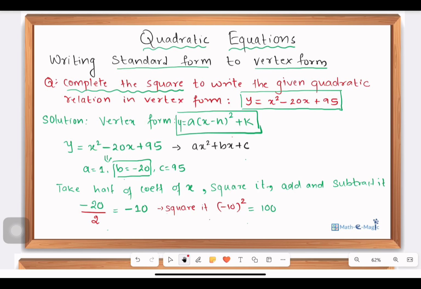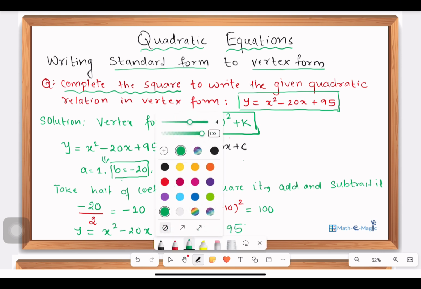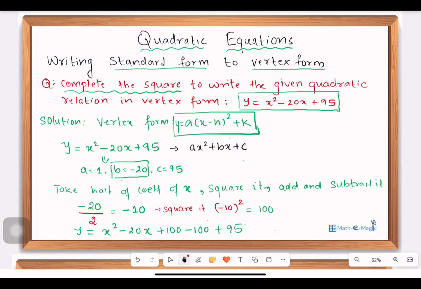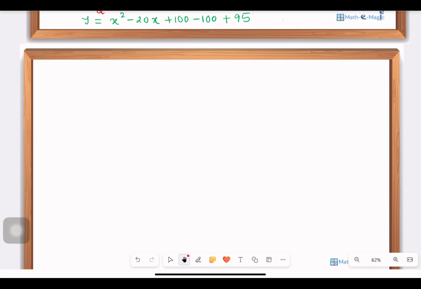So what we will get is y equals x square minus 20x, and then add and subtract the value we found. In the original equation we had a plus 95 as well, so we will put that. Now we are going to simplify this.